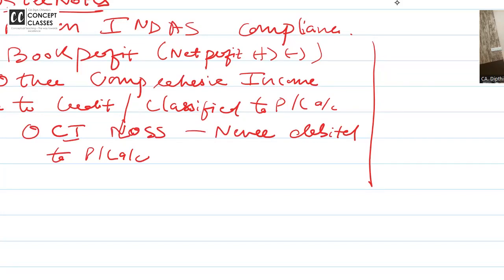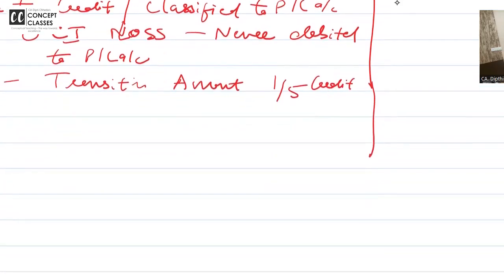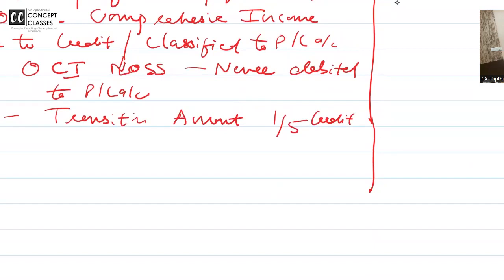Same way, if there is any transition amount, add 1/5 credit if it is on the credit side of P&L. If there is any transition amount given on the debit side, then we will not take the whole. How much will you deduct if there is a loss due to transition? When you do Ind AS convergence, if there is a loss.